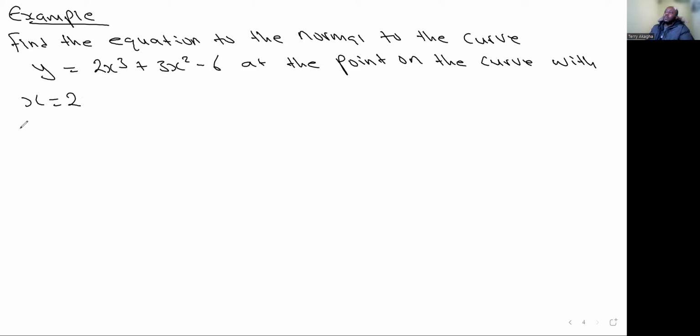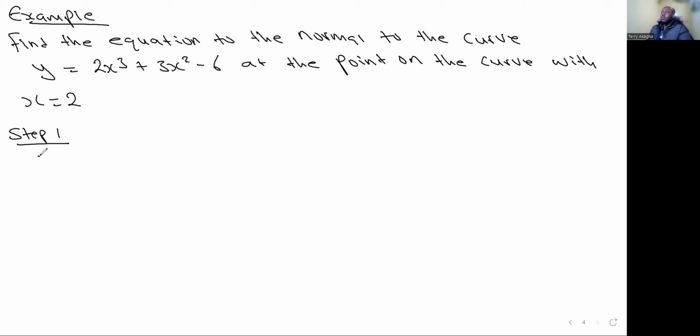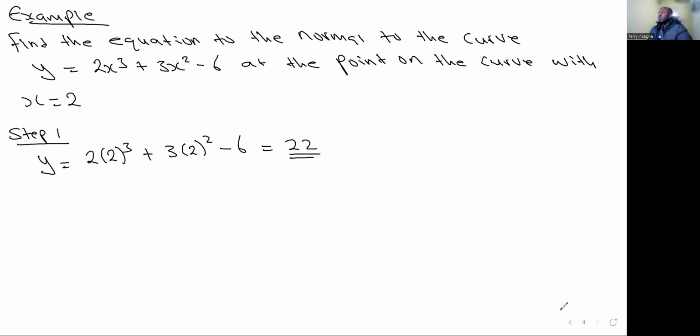So let's follow the steps. Step 1: because we don't have the y coordinate, we need to find that first. We have to substitute x1 into the original equation to get y1, all right? So y is going to be, we substitute 2 into this equation. Anywhere you see x, you put 2: 2 cubed plus 3 times 2 squared minus 6, okay? And this will give you 22. Remember, the first thing to do is to substitute. Then after substituting, you differentiate.